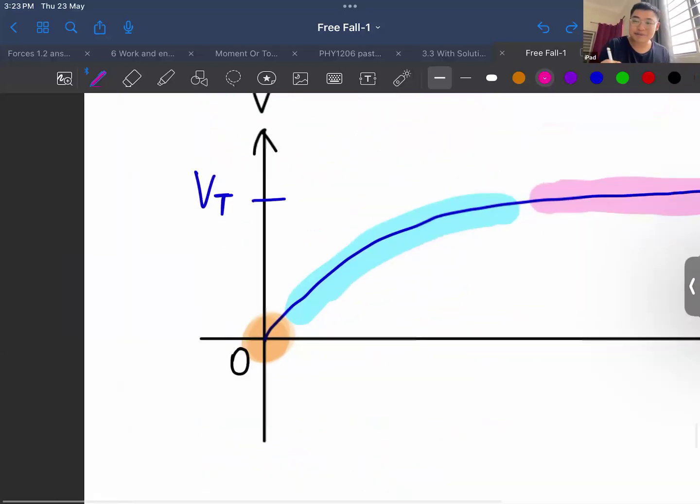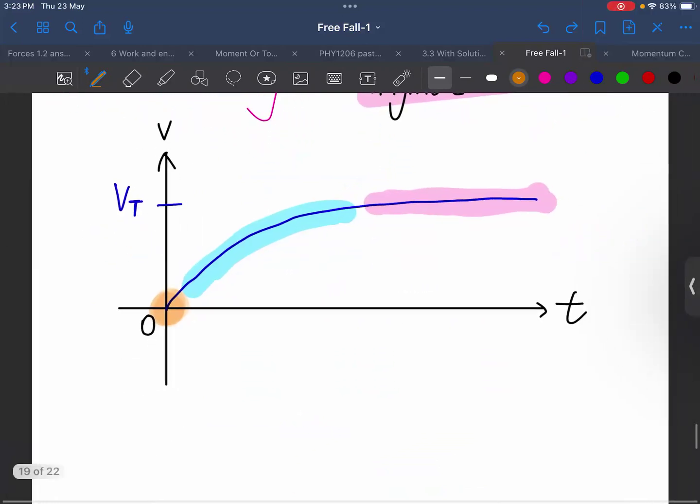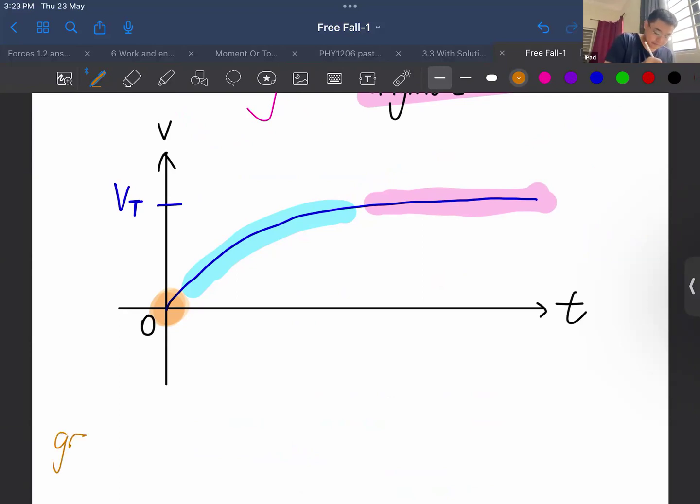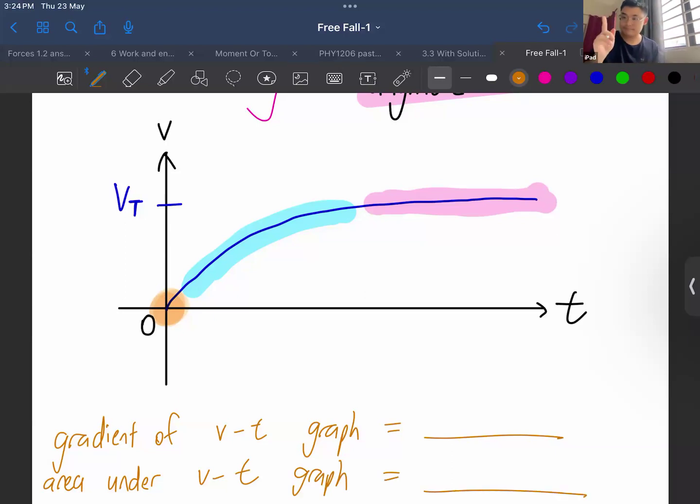That is why when I come back here, do you still remember? This is the velocity time graph, right? I'm going to write down something. I hope you can remember. One word. Can you help me to fill in the blank? What does gradient of VT graph tell you? What does area under VT graph tell you?